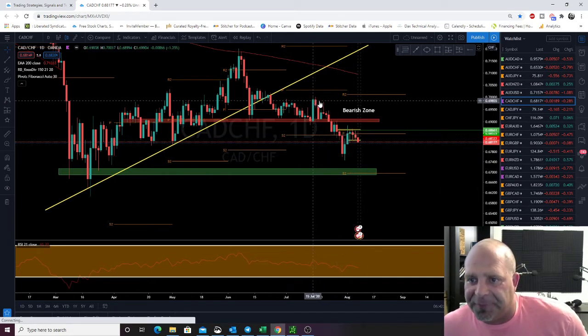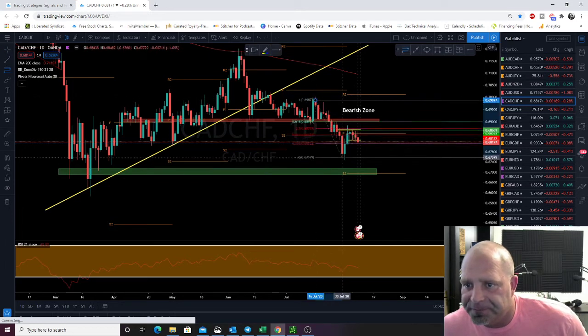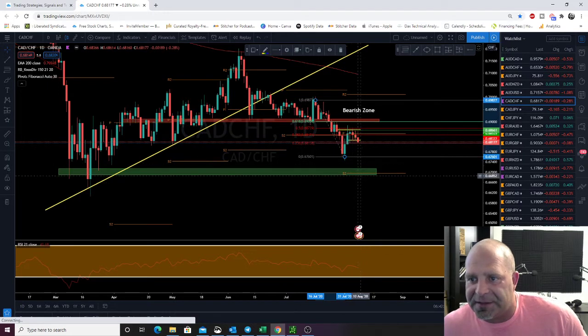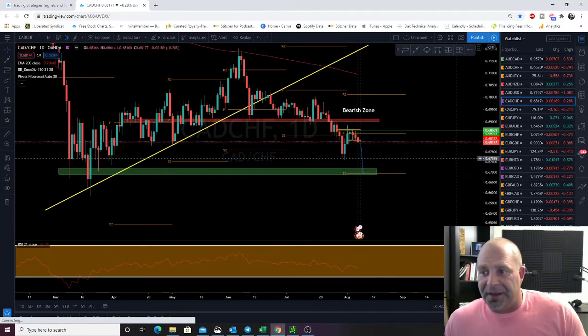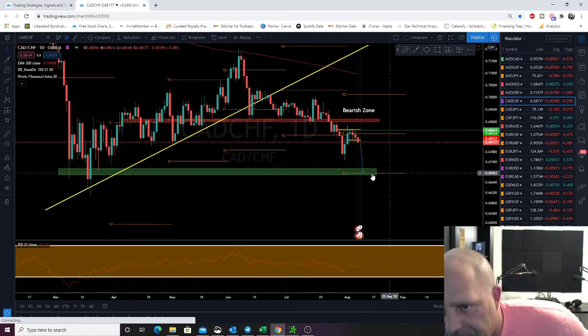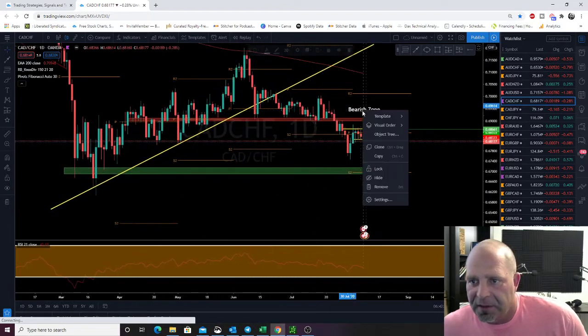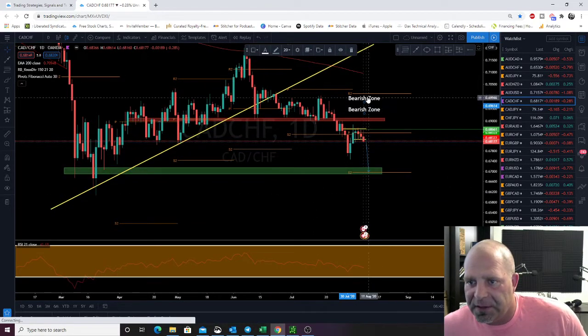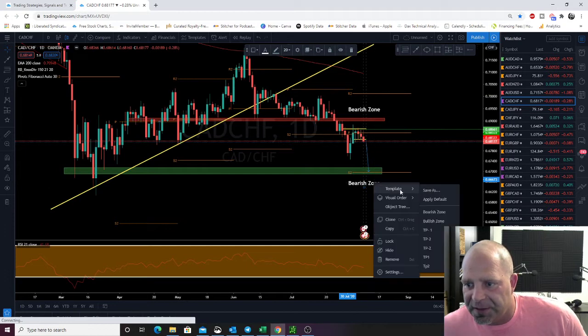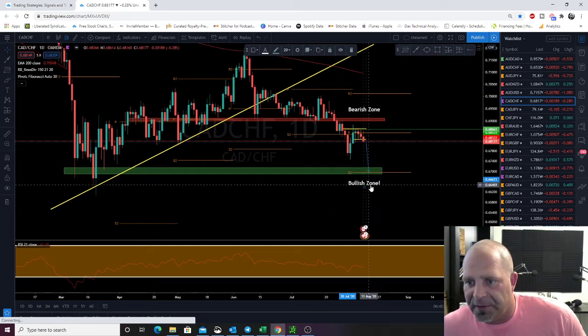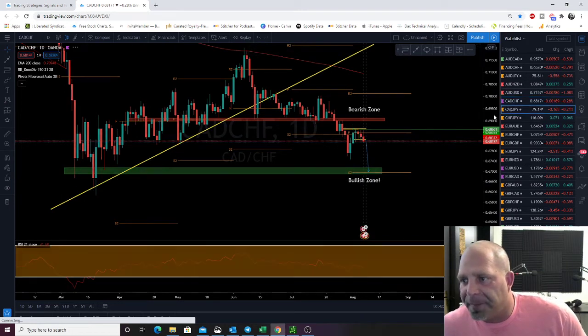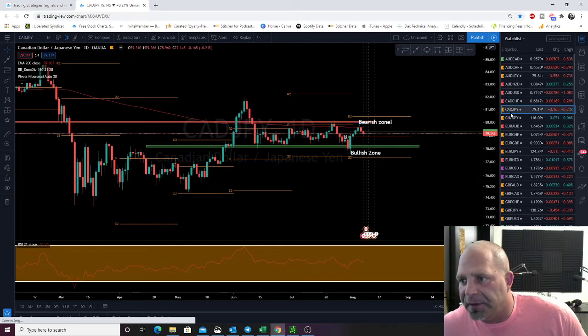So I guarantee if we did a Fibonacci off of this move, yep, we hit the 618, and now we're looking for that extension. So if you're a position trader, this is one in play right now. This one is in play at least down to this bullish zone, which I don't know why. Let's just clone this. And let's change this to bullish. There we go. Now we got everything on there. All right. I'm going to make that one red.